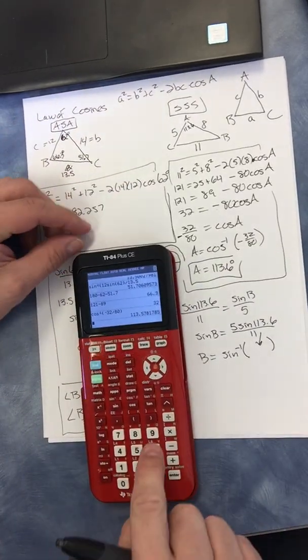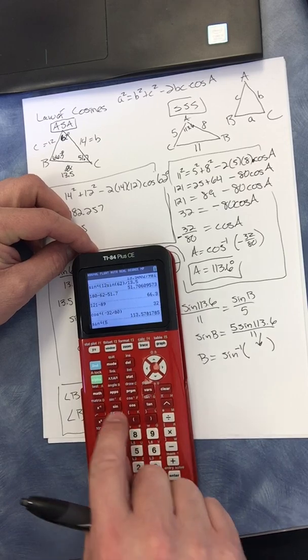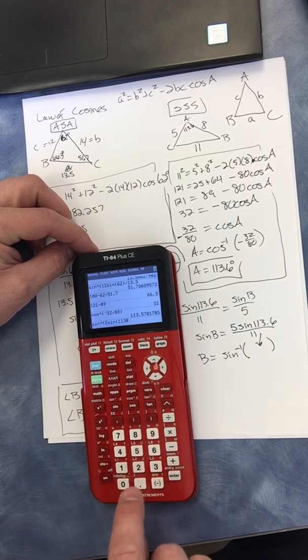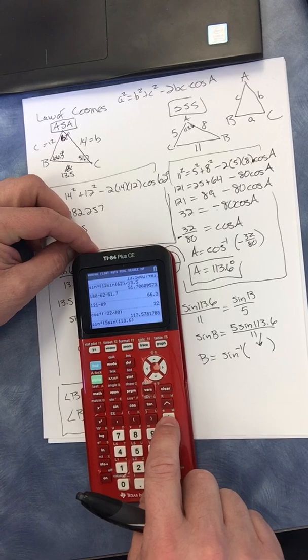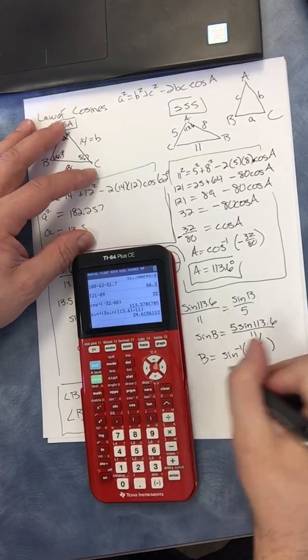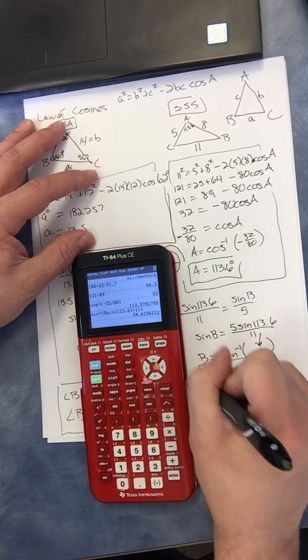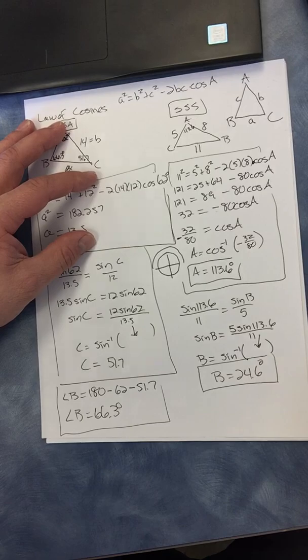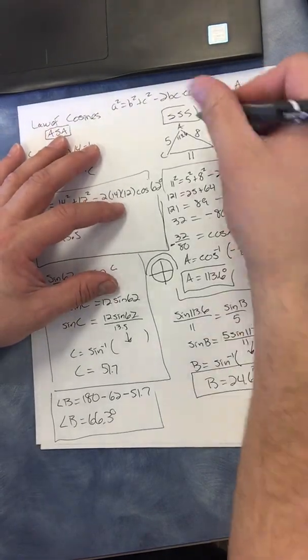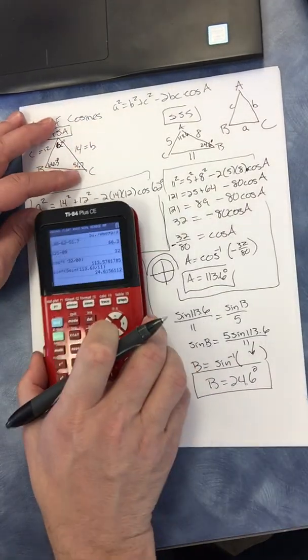So I'll put it in the calculator. Second and the sine button, 5 times the sine of 113.6, and it's divided by 11. And the calculator tells me that angle B is 24.6. That's a small angle, but I did pick the smaller side, so that kind of makes sense, doesn't it? So now that I know 24.6 goes right here, the last angle is pretty easy to get.